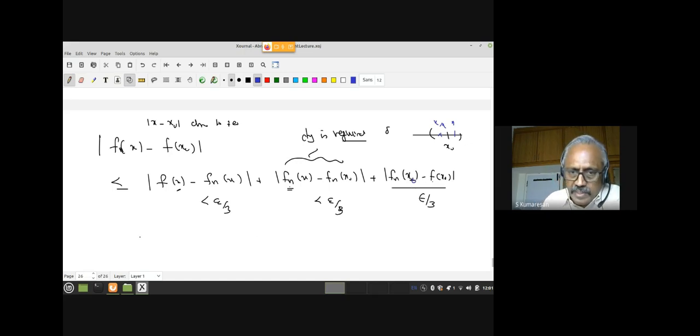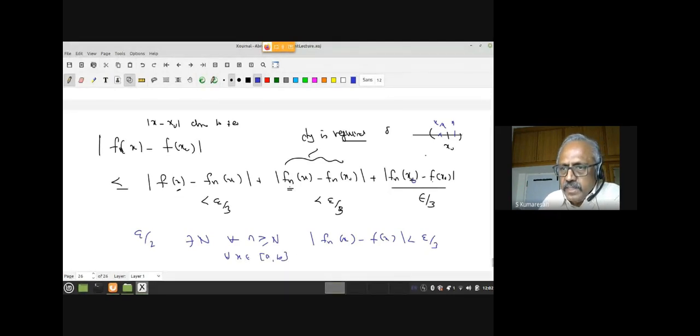Therefore, for epsilon by 3, I know there exists an N, so that for n greater than or equal to capital N, mod fn of x minus f of x is less than epsilon by 3. This is for every x in the interval AB. In particular, for every x in the interval around x naught as well as for x naught, this term will be less than epsilon by 3, this term will be less than epsilon by 3, provided my n is greater than or equal to capital N.